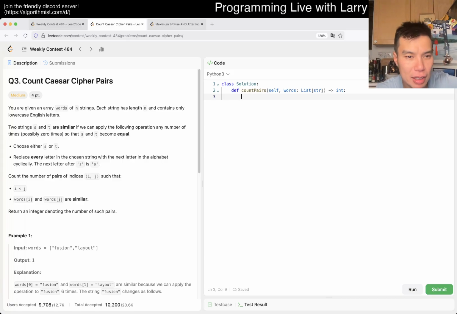S and T are similar if you have N words, M characters. Okay, fine. Choose S or T. Replace every letter in it to the next letter. Okay. Yeah, I mean that's straightforward, right?